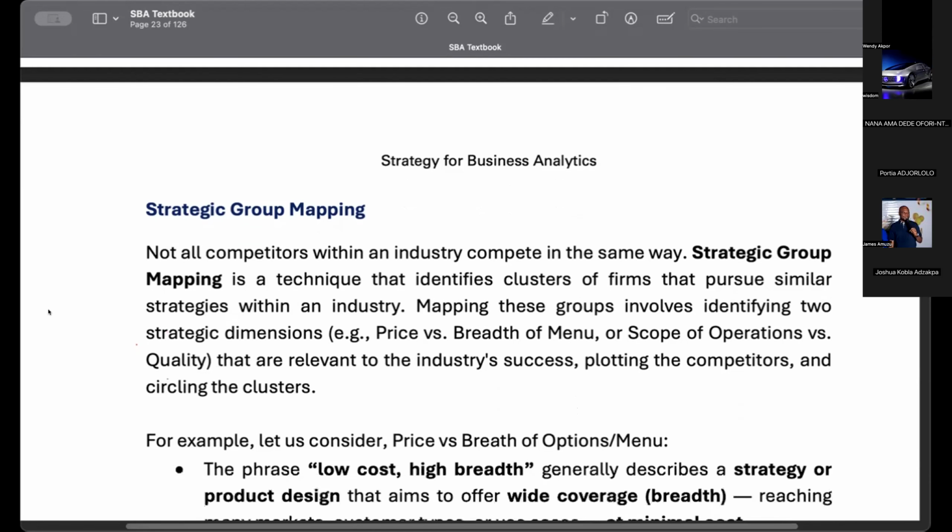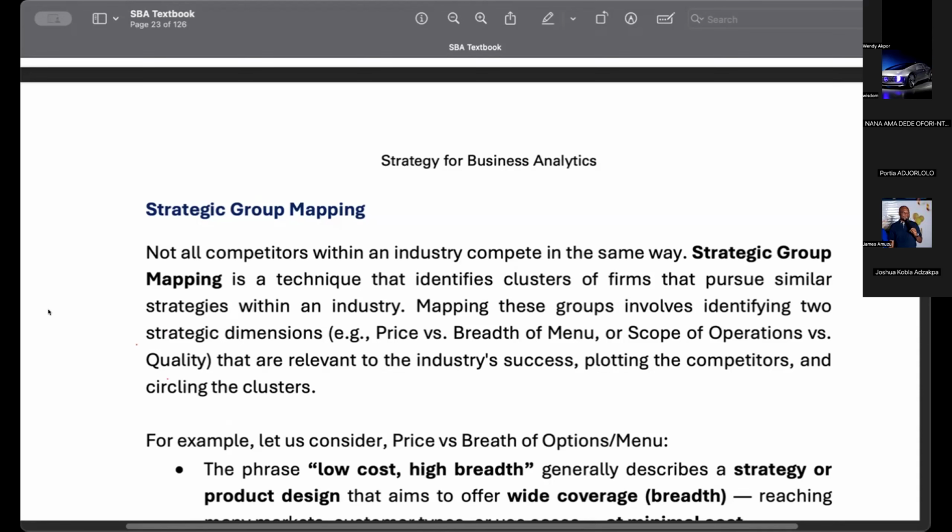So it's a technique that identifies the clusters of firms that pursue similar strategies within an industry. So you are in an industry, you want to know who and who are your rivals. For example, the University of Ghana can say that we are in an industry, but we are surrounded by other schools like Kimpa, Wisconsin, Radford, Lougsford. What is our strategic position in relation to these other schools? That's the question you can ask yourself.